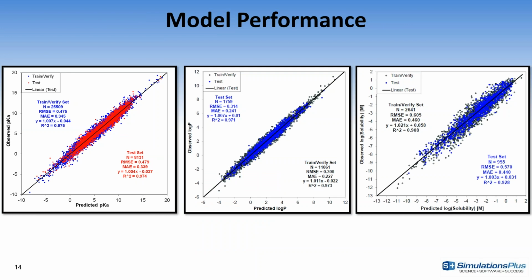These are just observed versus predicted plots for our PKA model, log P, and water solubility model. You see each one of these data sets has a large number of compounds. We do show these graphs for every model in our manual, so if you want to look at any individual model, how many compounds and what the plot looks like, those are available.